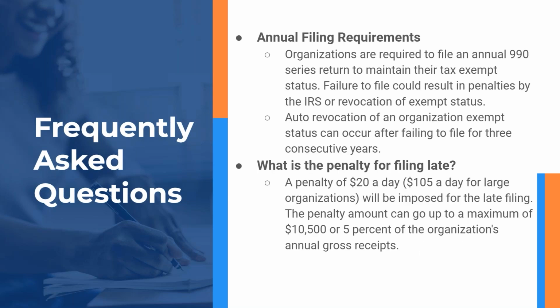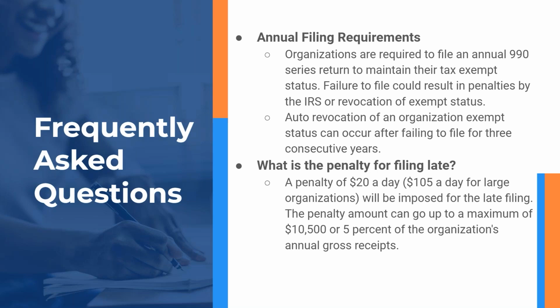The 990 series form is an annual filing requirement. Organizations are required to file an annual 990 series return to maintain their tax-exempt status. Failure to file could result in penalties by the IRS or revocation of the exempt status. Auto revocation of an organization's exempt status can occur after failing to file for 3 consecutive years. There are penalties associated with filing late or failing to file.